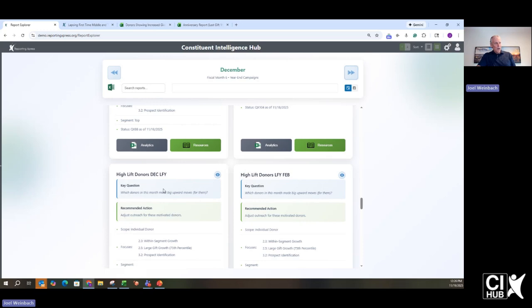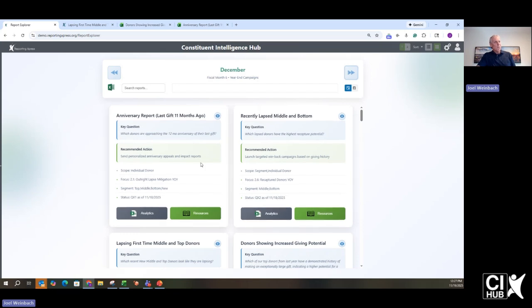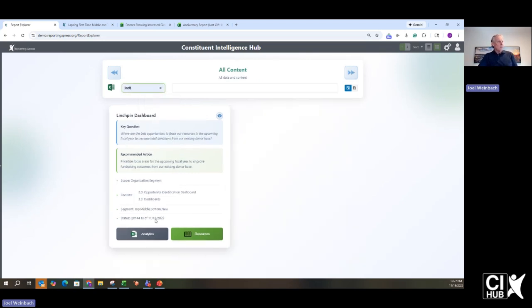And then I can see the current month as well. So those are some of the analytics that change month over month. Some of these will be the same in every month. I just toggle through the months. This all content gets me access to all 170 analytics. So if I want to look for a particular one, we have one called the linchpin dashboard.